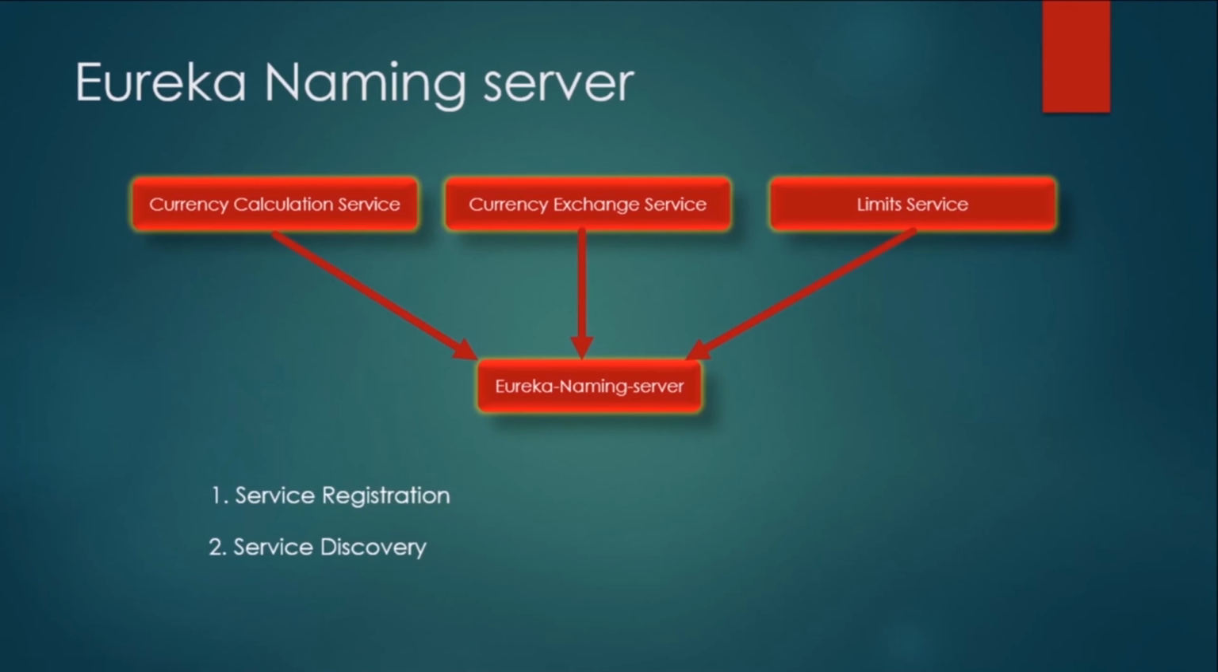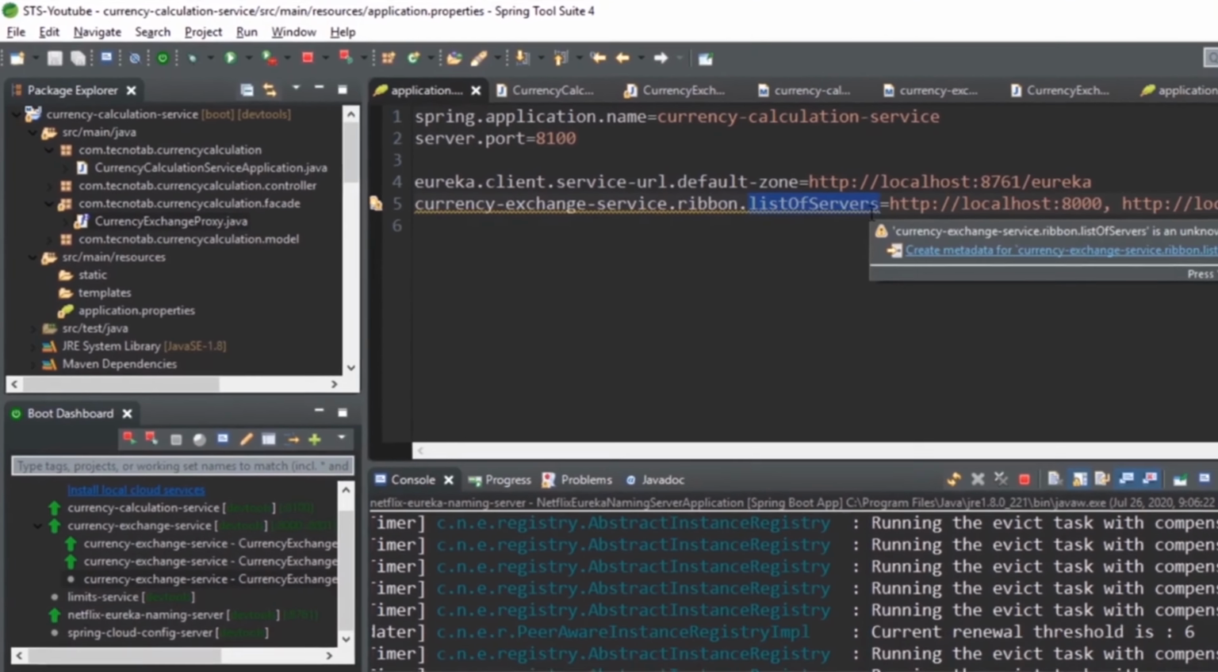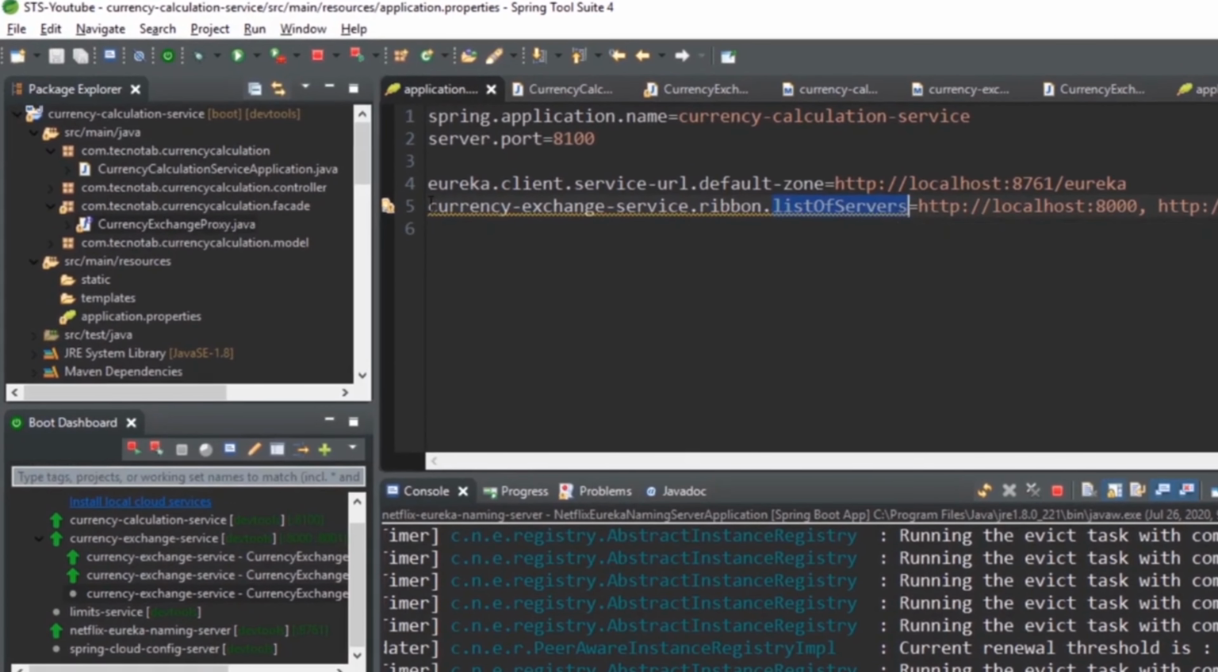So we have already configured our Eureka naming server, and we have also configured our ribbon load balancer. So we have everything in place now, the ribbon load balancer and the Eureka naming server, and we have to just make use of Eureka naming server to make use of ribbon load balancer to distribute the load between all the instances of microservices. How we can do that? Let's see that. You can see in the application.properties, we made use of list of servers to hardcode all the instances of currency exchange service. Let's go ahead and comment out this line of code and all our problems will be solved.